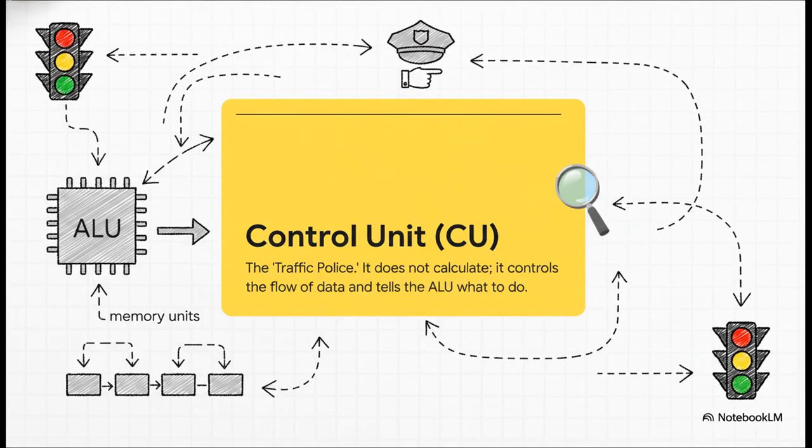Now, if the ALU is the calculator, then the control unit, or CU, is the traffic cop. See, the control unit doesn't do any calculations itself. Instead, its critical job is to manage the flow of everything. It fetches instructions from memory, and then it tells the ALU what to do and when to do it. It's the manager that makes sure everything happens in the exact right order at the exact right time.